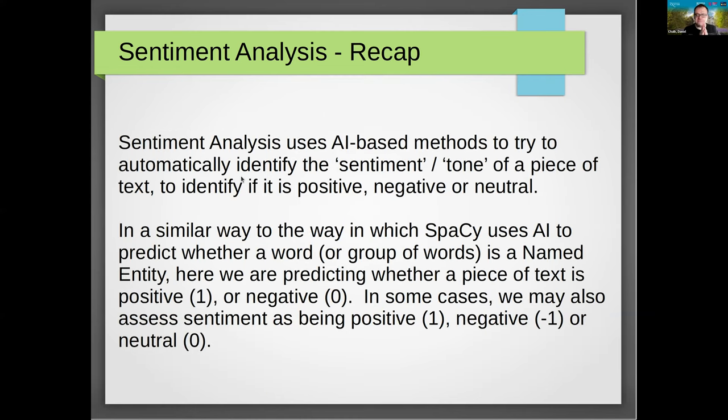Okay, so we talked a little bit about sentiment analysis last week when we introduced natural language processing. Sentiment analysis basically uses AI-based methods, and we're trying to automate the extraction of information, much as with other natural language processing methods. But here, the information we are trying to extract is the sentiment or tone that the author intended when they wrote a piece of text, primarily to identify whether it's positive or negative.